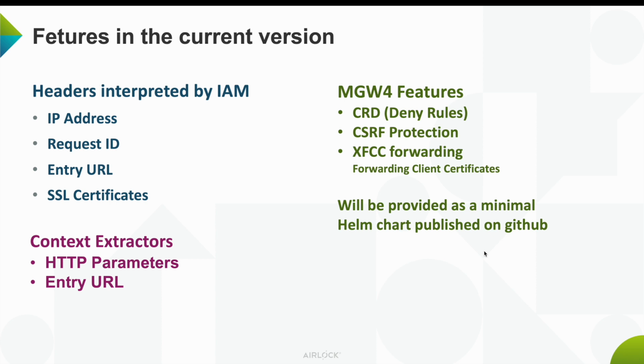All of these configurations will be provided in a minimal help chart, which will be published on GitHub. It may take us 1 or 2 weeks after the release of IAM 8.1 until they are available on GitHub, so stay posted. We will have the correct link in the documentation for you to find that information.